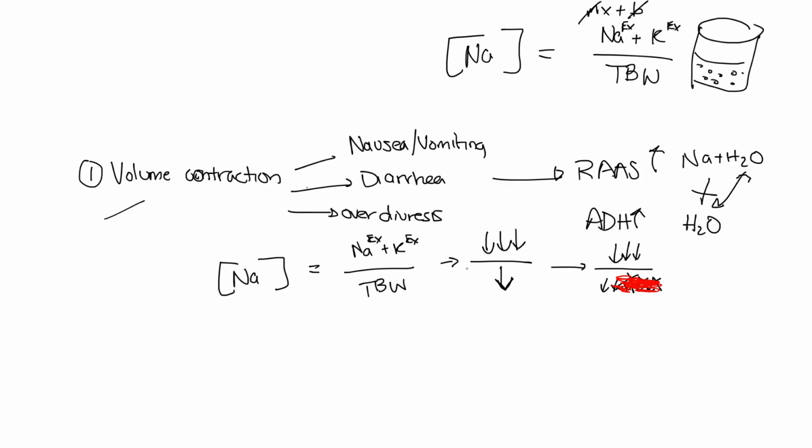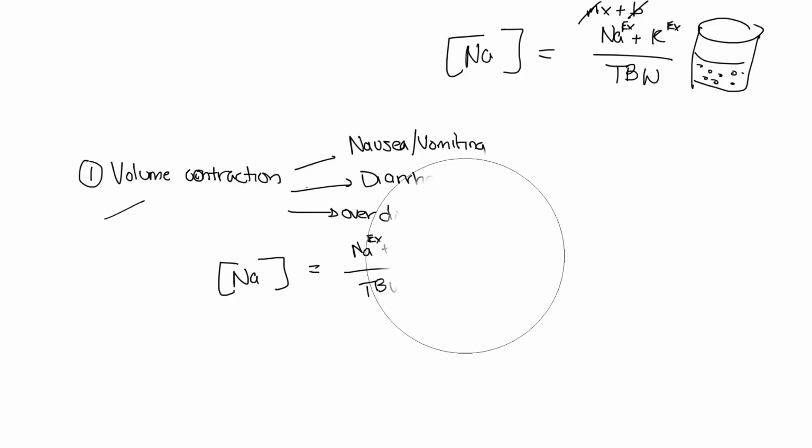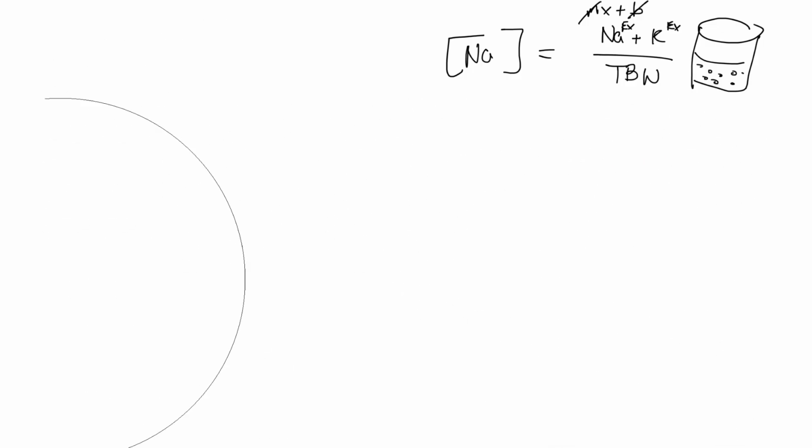The volume contracted state is a situation where Edelman's equation would predict that you lose more salt than you lose water. All right. Let's look at scenario number 2. Scenario number 2 is the volume overload state.